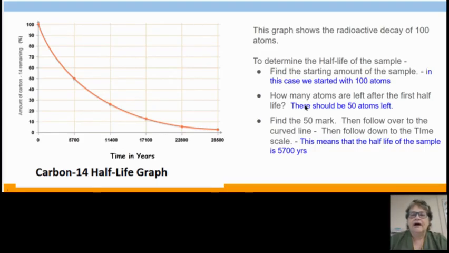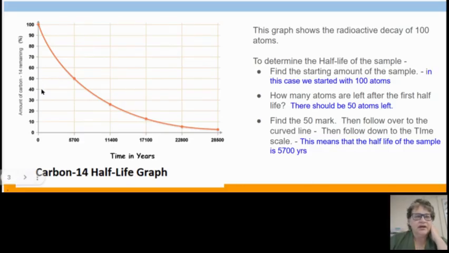Okay. How many atoms are left after the first half-life? That means 100 atoms has to become 50 atoms. So now I'm going to find the 50 atom mark, and follow that all the way over to the curve. Then I'm going to follow it down to the time axis. So, 5,700 years, right? Because this is in years. 5,700 years then is the half-life.